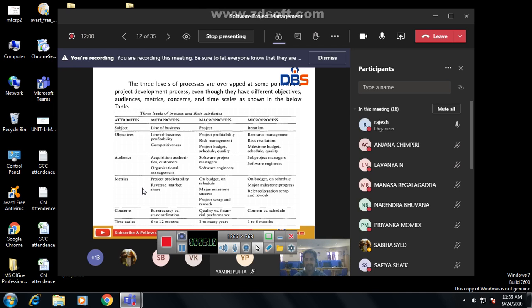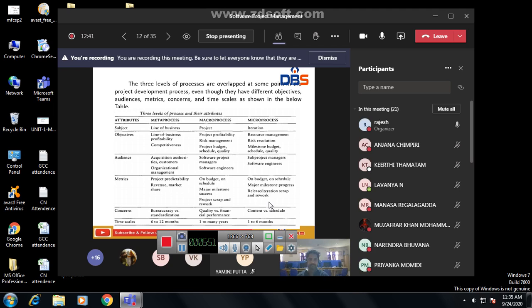So what are the metrics in the meta process? That is project predictability, like revenue and market share. For the macro process, on budget, on schedule, major milestone success, and project scrap and rework. For the micro process, on budget, on schedule, major milestone progress, and release and iteration scrap and rework. Okay, and for the concerns: bureaucracy versus standardization, quality versus financial, and content versus schedule. So these are the different levels based upon the attributes, for the meta process, macro process and micro process.